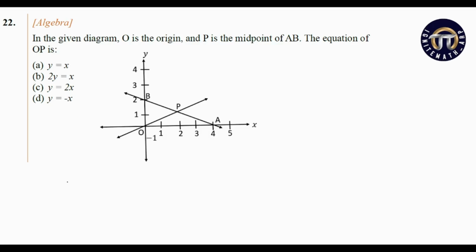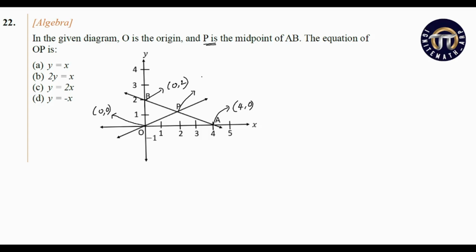In the given diagram, O is the origin. You must know that the coordinate of origin is 0 comma 0. Then the point A is on the x-axis. Any point on the x-axis is x comma 0. So the coordinate of A is 4 comma 0 and the coordinate of B is 0 comma 2. It is given that P is the midpoint of AB. So I am supposed to find the coordinates of P.